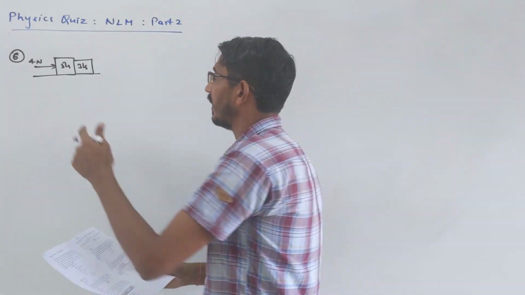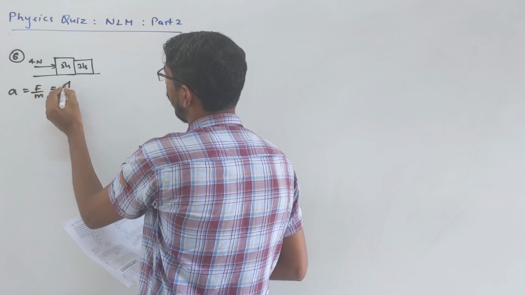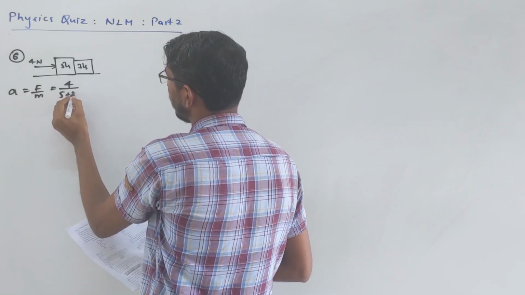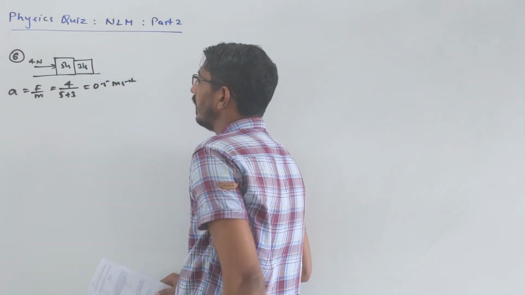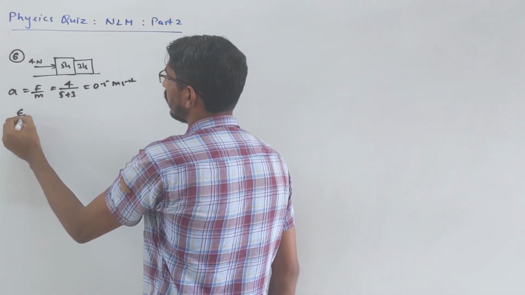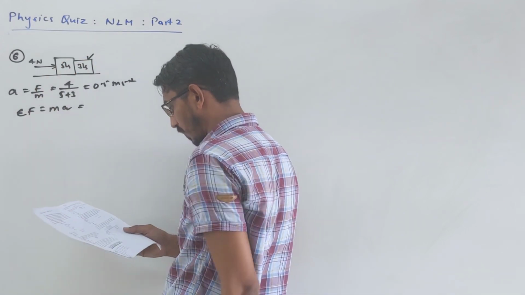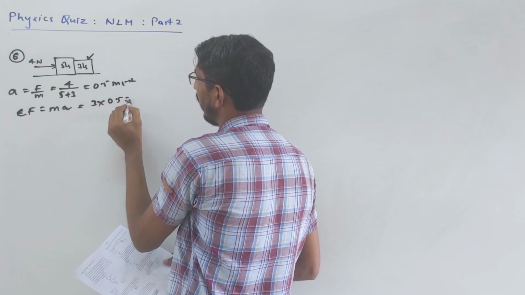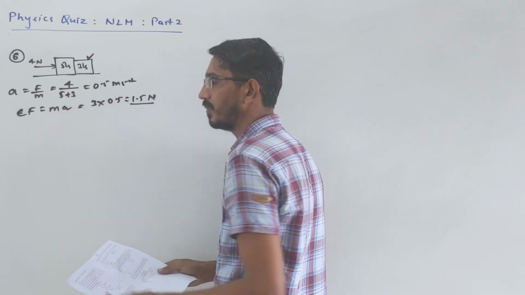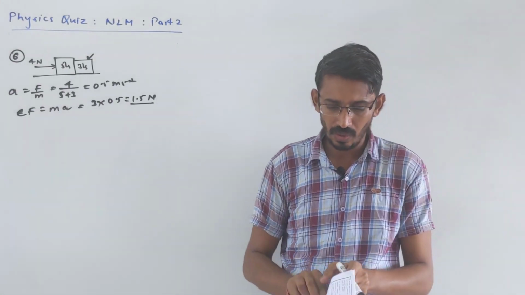So let's calculate it. What is the acceleration of the system? Total force by total mass: 4 Newton by 5 plus 3. This becomes 0.5 meter per second square. Now what is the net force? Net force will simply be ma. They are asking the net force on this block, so m is 3, acceleration is 0.5, that becomes 1.5 Newton. Done. Net force means always ma, right?